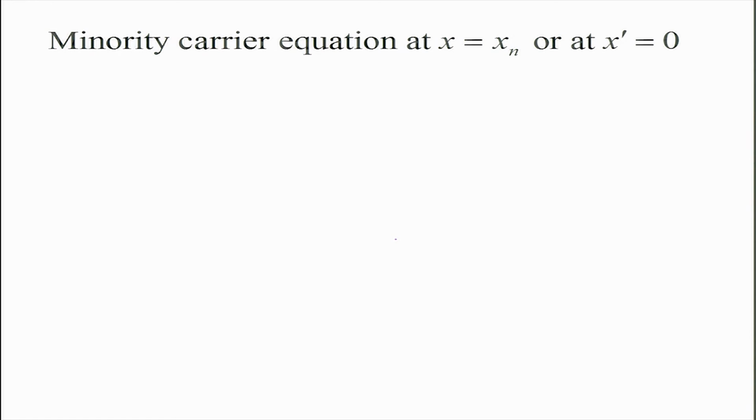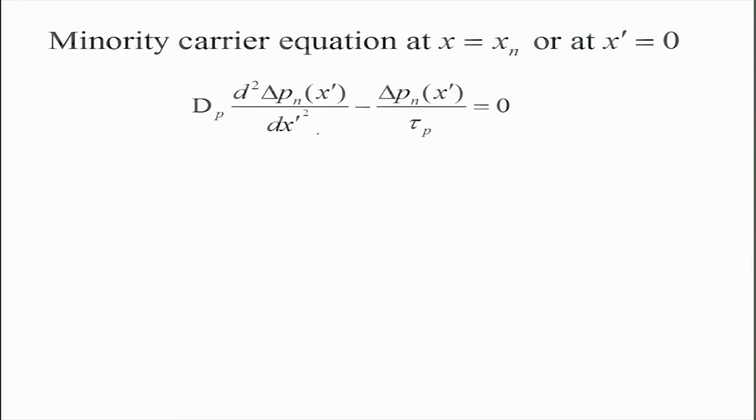So now let us look at the minority carrier concentration equation at x is equal to, sorry, not xn, it should be Wn.